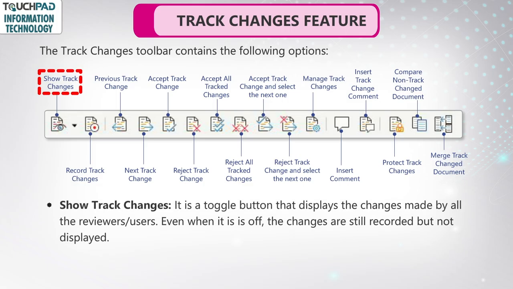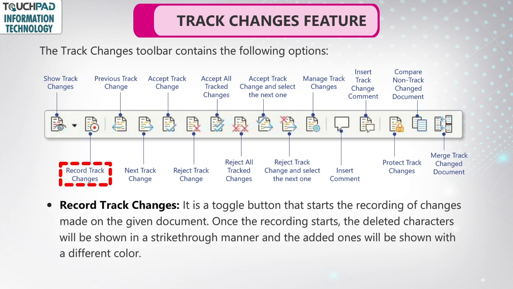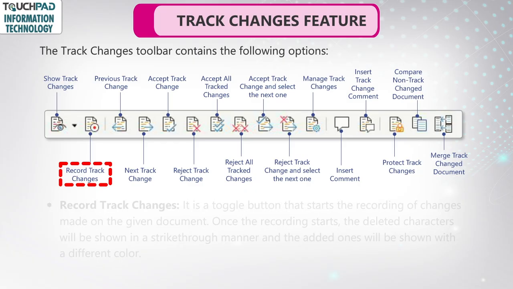Show Track Changes. It is a toggle button that displays the changes made by all the reviewers or users. Even when it is off, the changes are still recorded but not displayed. Record Track Changes. It is a toggle button that starts the recording of changes made on the given document. Once the recording starts, the deleted characters will be shown in a strike-through manner and the added ones will be shown with a different color.